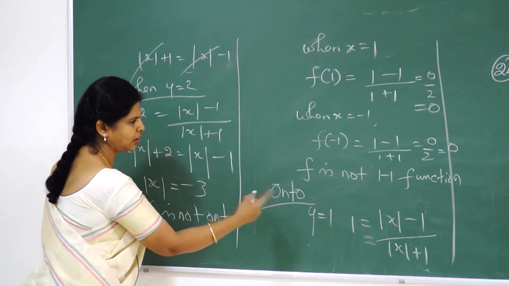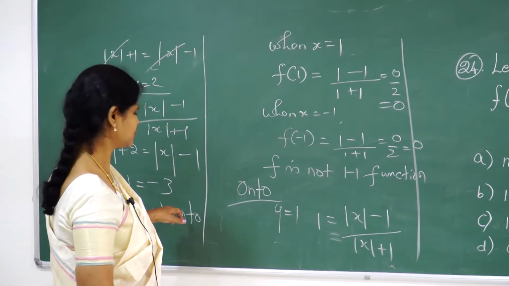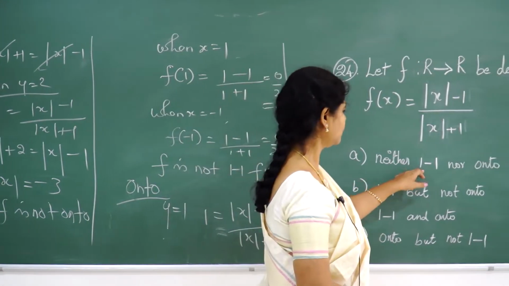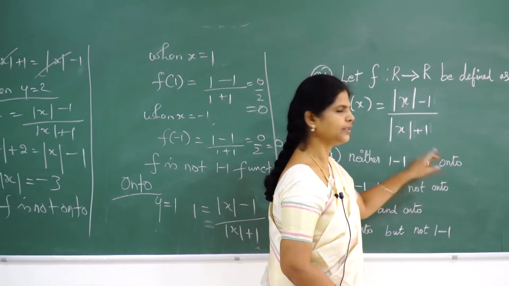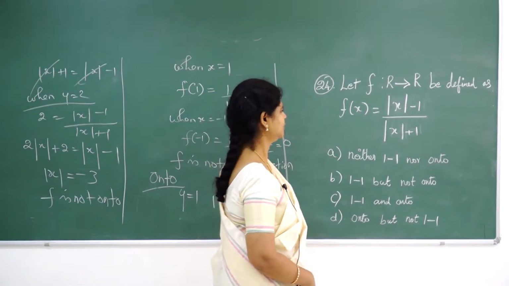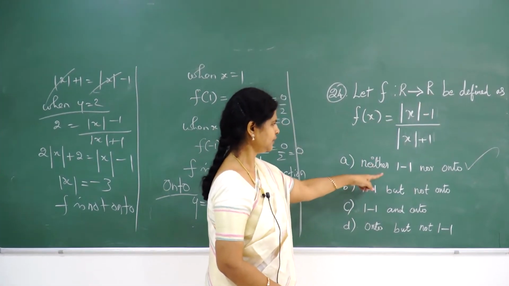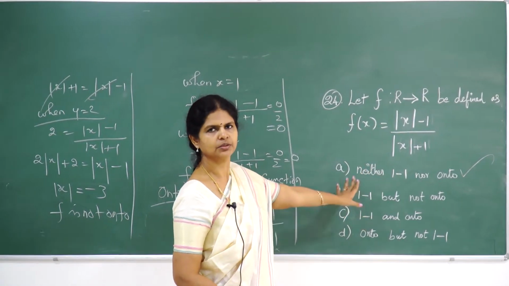So f is not one-to-one as well as not onto. So what is your correct answer? This is neither one-to-one nor onto. A is the correct answer for this problem. Therefore, it is not bijective. That is, it is not one-to-one and not onto. So this is your answer.